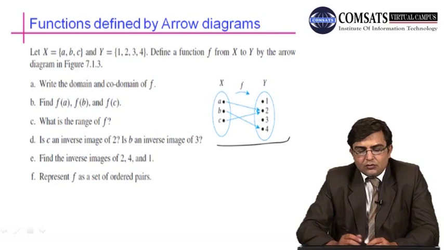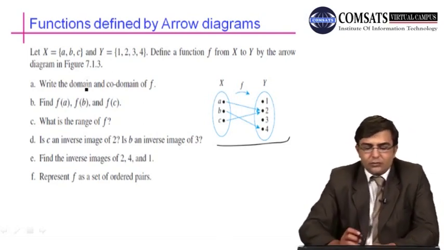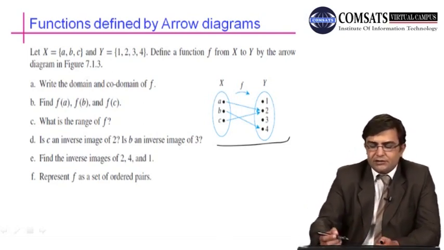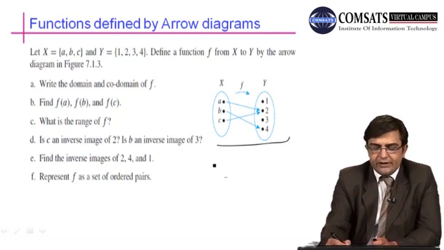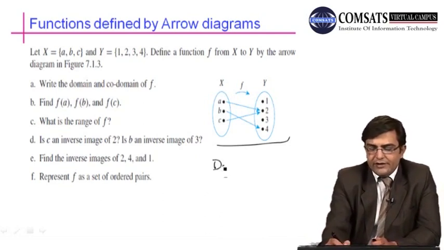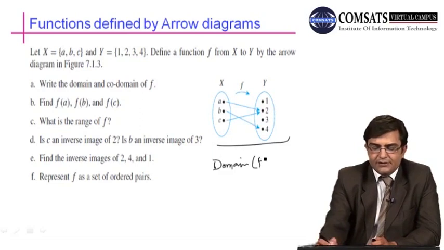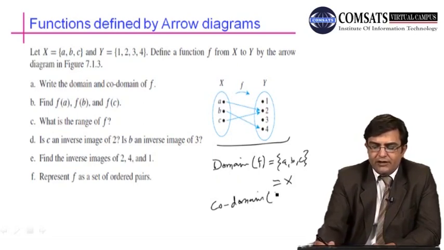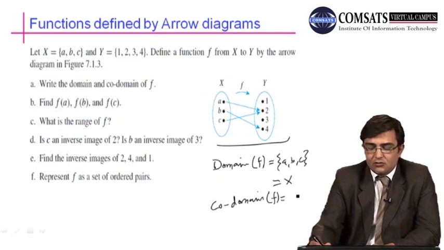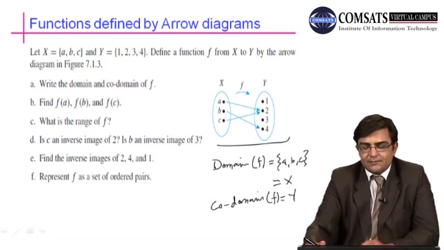So we have to write the domain and codomain of the function. Now what is the domain of this function? We can write it easily. Domain of this function f is basically {a, b, c}, or you can say this is X, and the codomain of f is the second set which is Y, the complete set.